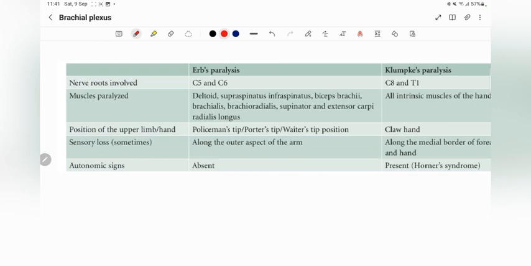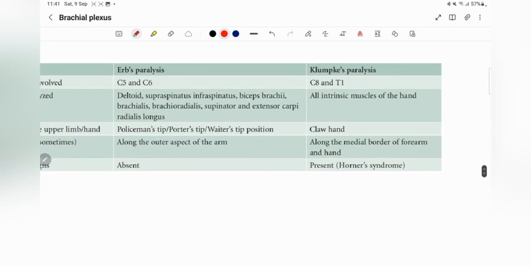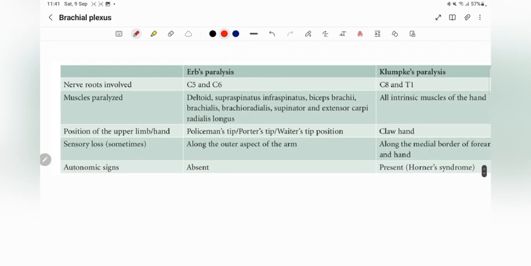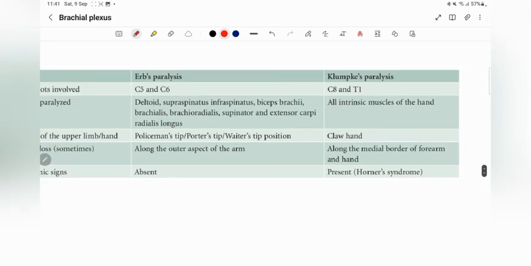Then, is there sensory loss? Yes, we did discuss there will be sensory loss along the outer aspect of the arm because C6 root is involved. In Klumpke's paralysis, along the medial border of the forearm and the hand, there will be loss of sensation. Is any autonomic sign present? In Erb's paralysis, there are no autonomic signs, whereas in Klumpke's paralysis, we have the Horner syndrome. Horner syndrome has a set of characteristics like anhidrosis, ptosis, etc., which will be dealt with later.